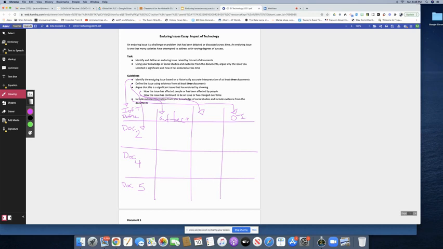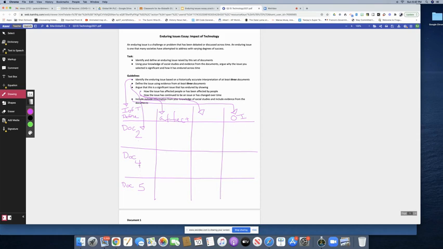It tells me I need to identify the enduring issue based on the at least 3 documents that I read. So we know that 3 of the documents at least have something to do with the impact of technology. And I'm going to define it, right? So those are my 2 first bullet points. And here are the 3 documents I'm going to use. You do not need to use these 3. This is just for an example.